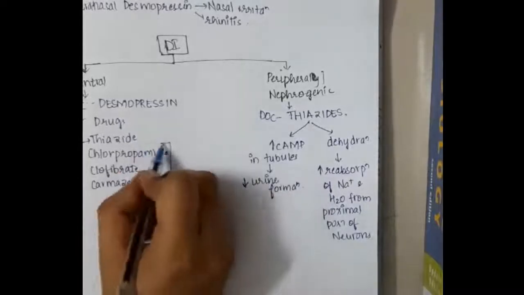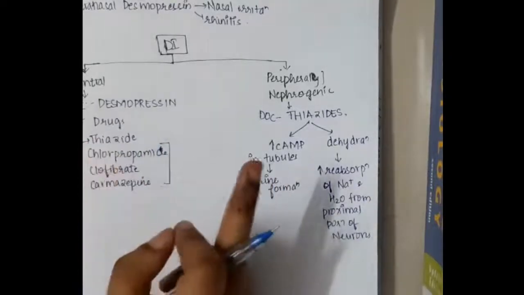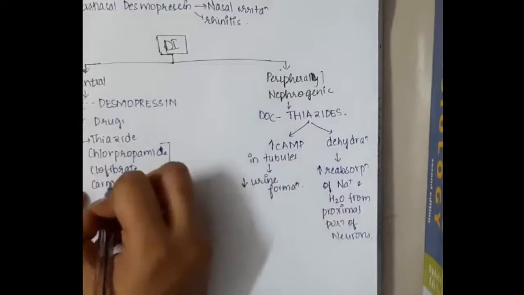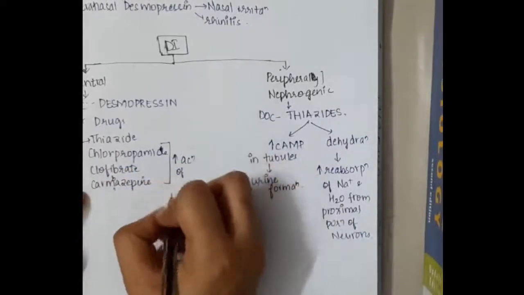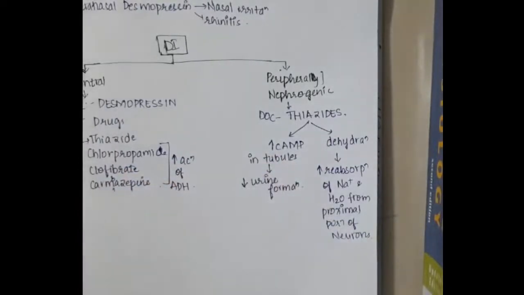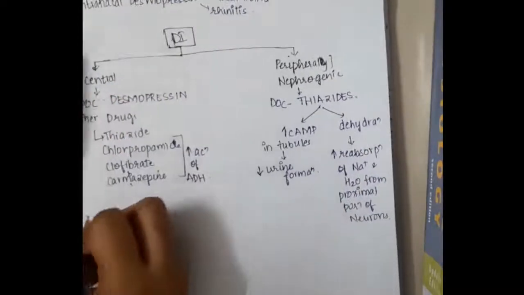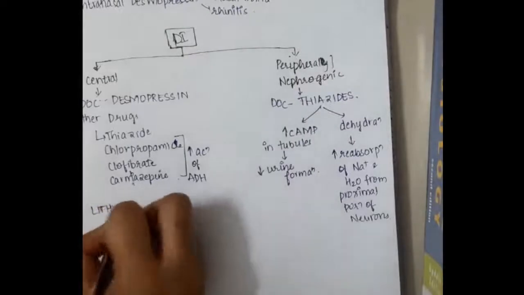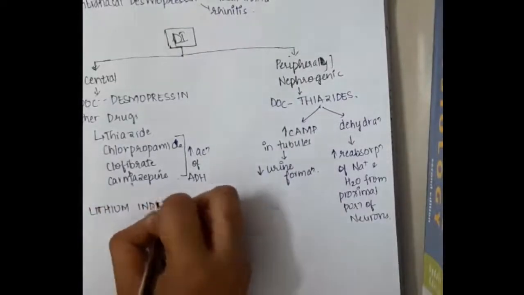Other drugs used in central diabetes insipidus are thiazides, chlorpropamide, clofibrate, and carbamazepine. All these will increase the action of ADH.